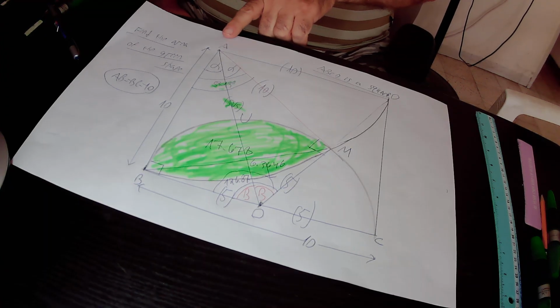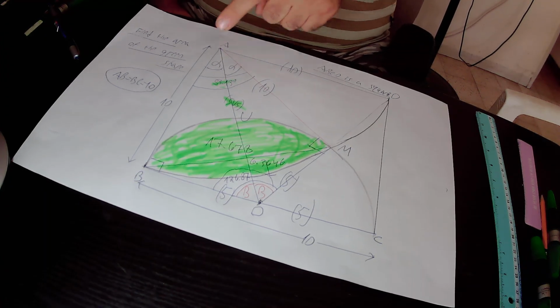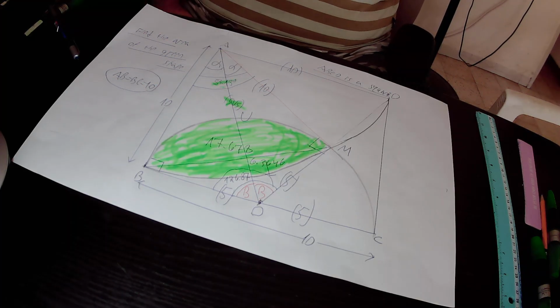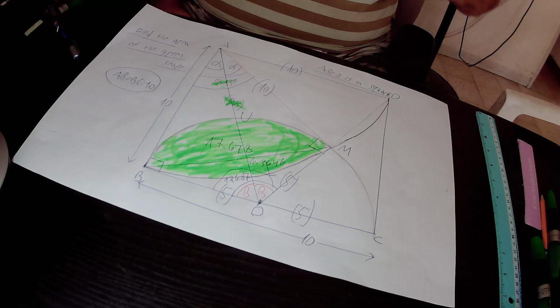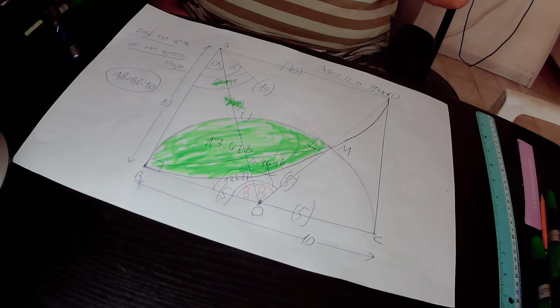Point A is the center of the quarter circle. Point B is a point on the quarter circle itself. Therefore, AB is the radius of the quarter circle, that is 10. Likewise, AD is also the radius of the quarter circle, equal to 10 units in length.